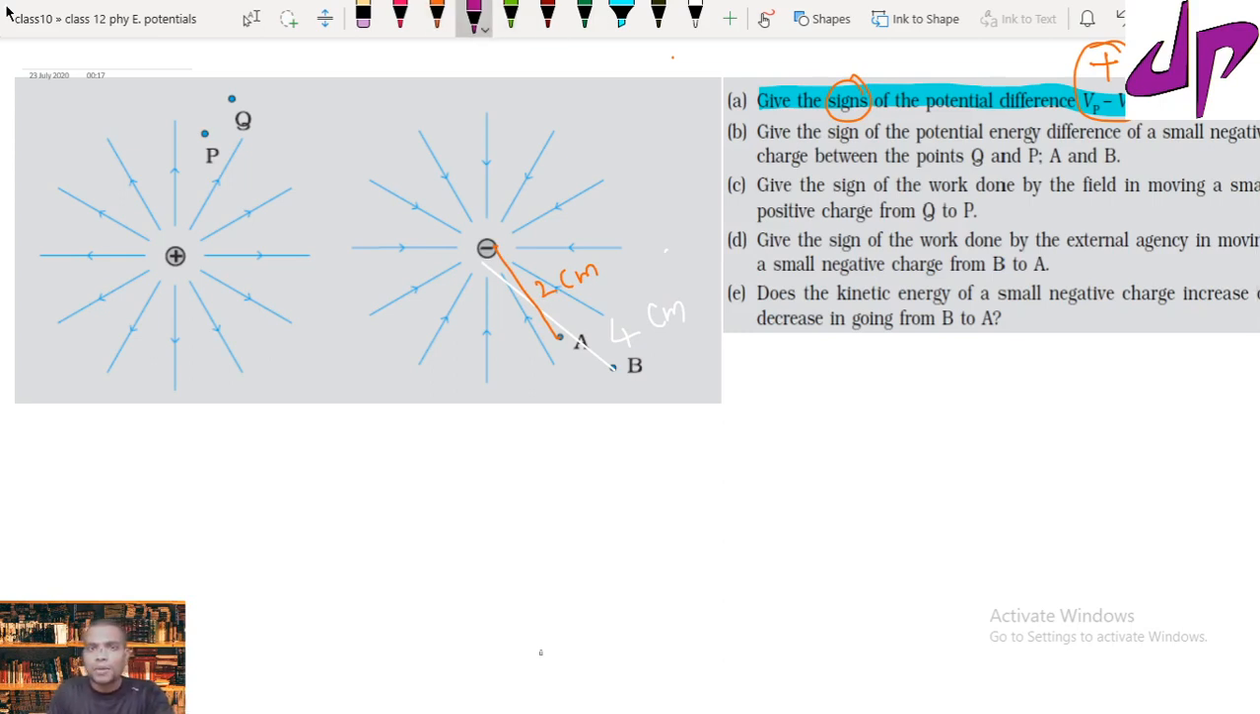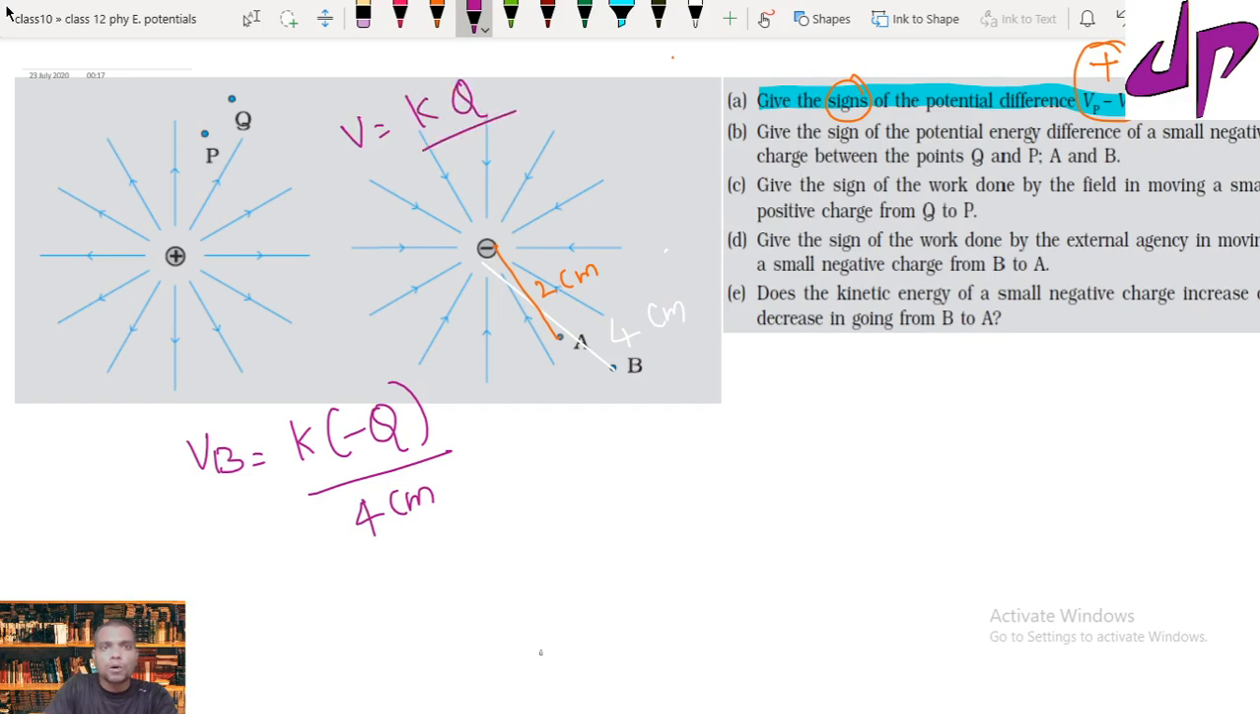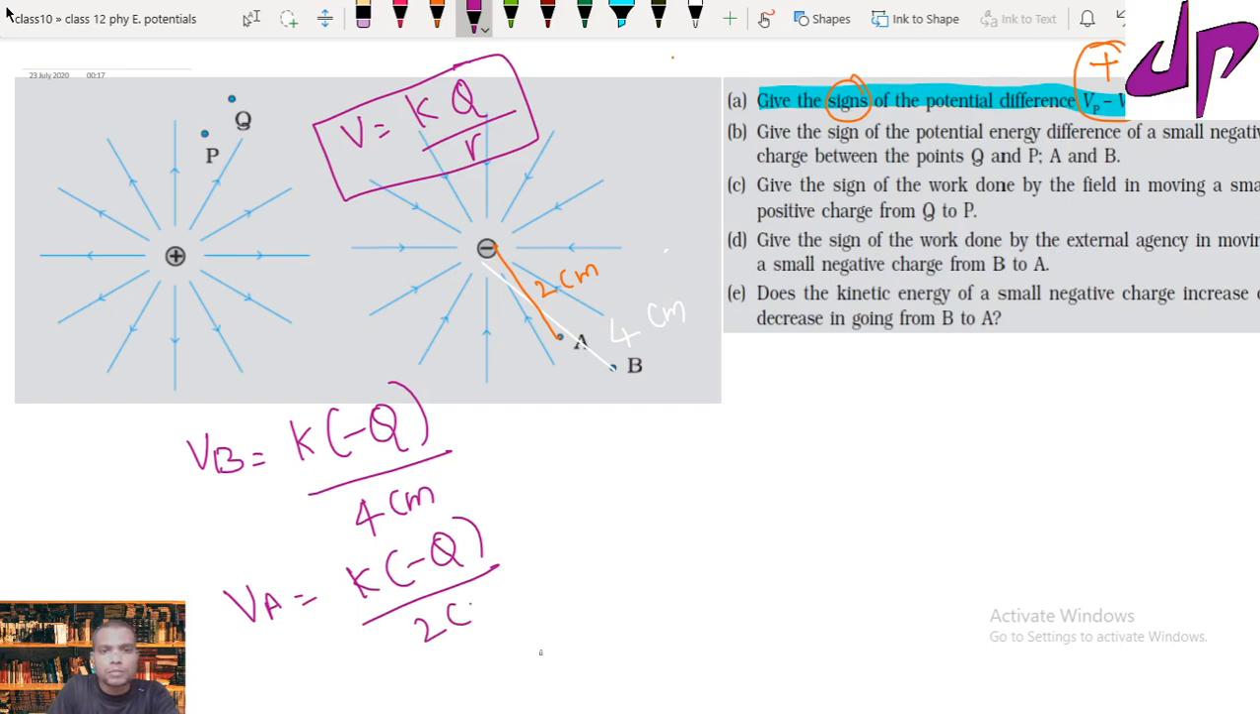Now I need to find VB minus VA. The potential at B, I can write VB equals the same K. Now in this case the potential is of a minus Q. Since it is a minus Q charge, K times minus Q by R, here R equals 4 centimeter. The potential formula is V equals KQ upon R, but here our source charge is negative, that's why we need to take negative. Then the potential at A equals the same K times minus Q upon 2 centimeter.